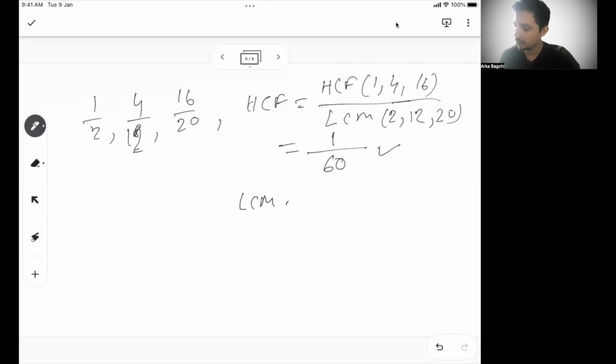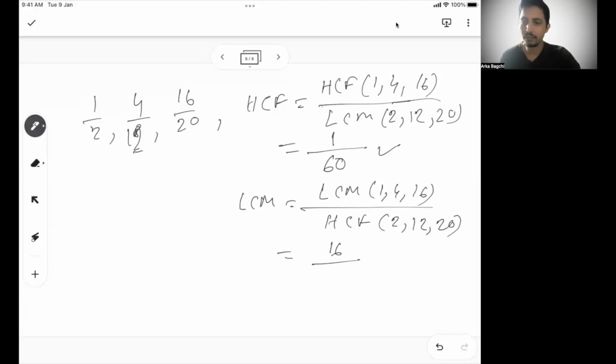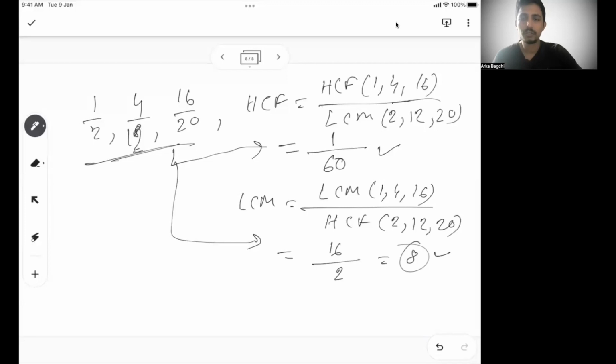Similarly, LCM, if I do it, will be LCM of 1, 4, and 16 divided by HCF of 2, 12, and 20. LCM of 1, 4, 16 is 16. HCF of 2, 12, and 20 is 2. So LCM is 8. So if this is the fraction, this is your HCF, this is your LCM. So that's how you do it for fractions. These are very important understandings.